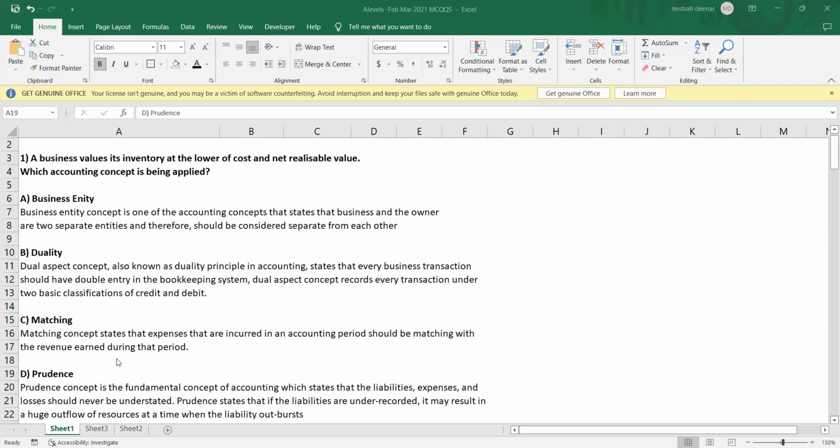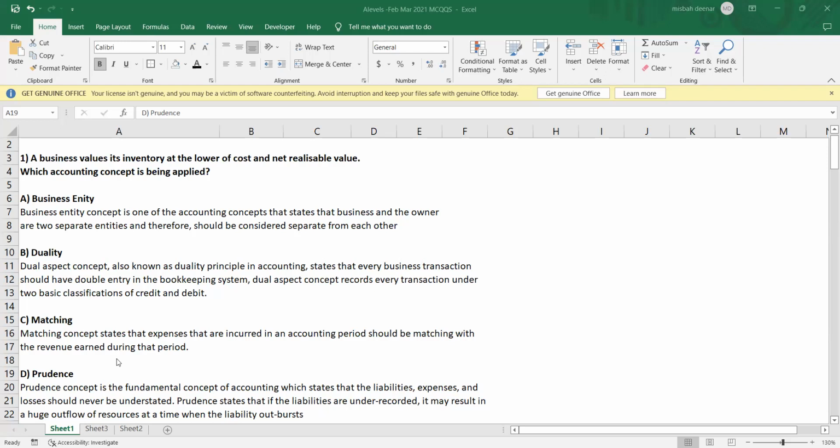Let's go and read the question. A business values its inventory at the lower of cost and NRV, net realizable value. Which accounting concept is being applied? Business entity, duality, matching, prudence. First of all, we need to know what all these concepts are.